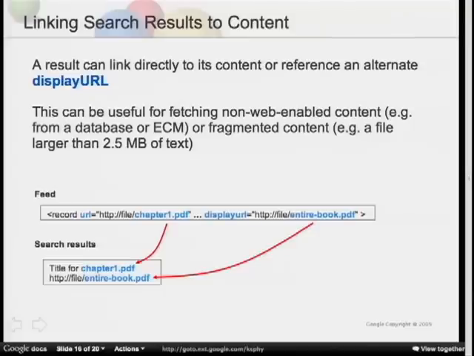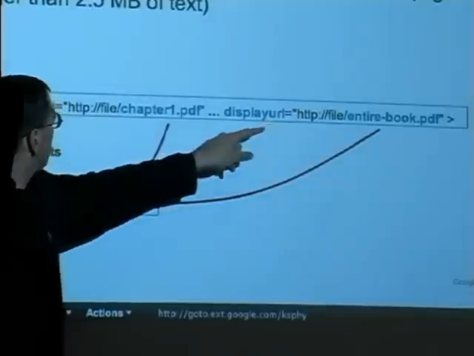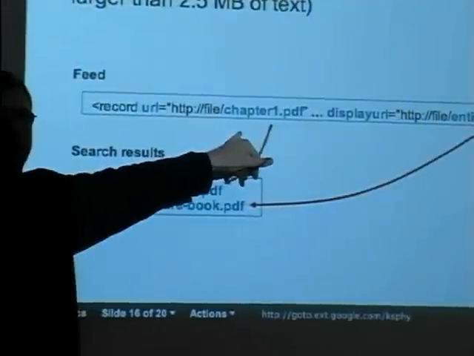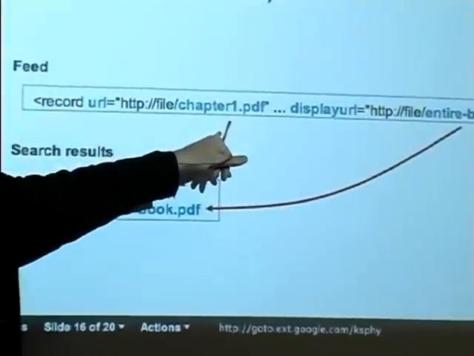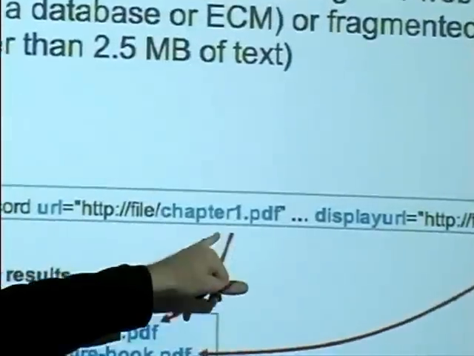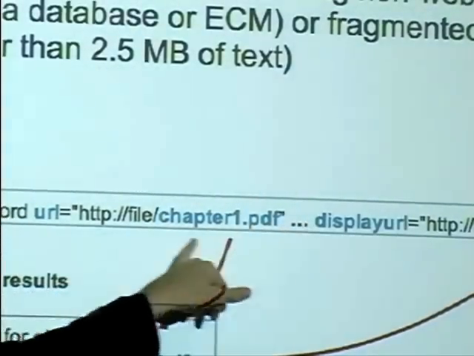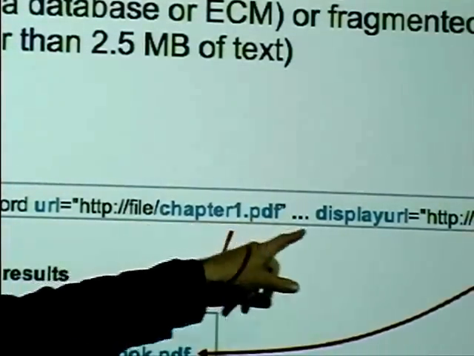Here's an example of the display URL. So here's our record tag with the URL, but the display URL points to something different. So if you have chapters of a book, maybe your book is really big. Maybe your document is bigger than a gigabyte. You can specify links to the individual chapters, but then the display URL is to the entire book. So if the user clicks on a search result, they go back to the beginning of the book.